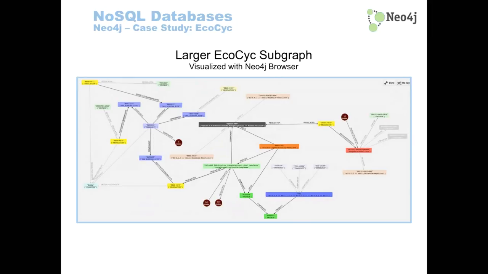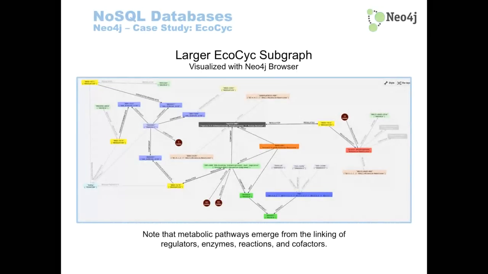So here's a picture from the Neo4j browser, and you probably can't read anything on it, but the idea is that once you start putting all of this information together, and you put information about regulation, enzymes, reactions, cofactors, and so on, the metabolic pathways in E. coli just emerge from the graph database once you organize things in this way.